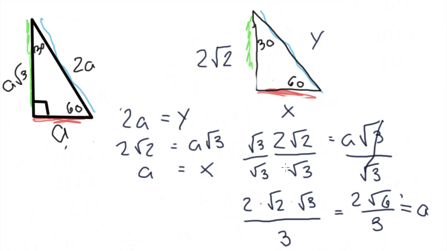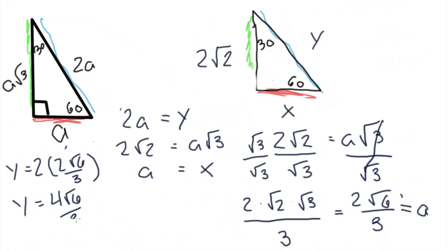Now we can plug that into our other equations. We know that y is equal to 2a, so y is equal to 2 times 2 root 6 over 3. When you multiply through, that turns into y is equal to 4 root 6 over 3. A, or x, is just equal to a, so x is equal to 2 root 6 over 3. This has been solving 30, 60, 90 triangles.